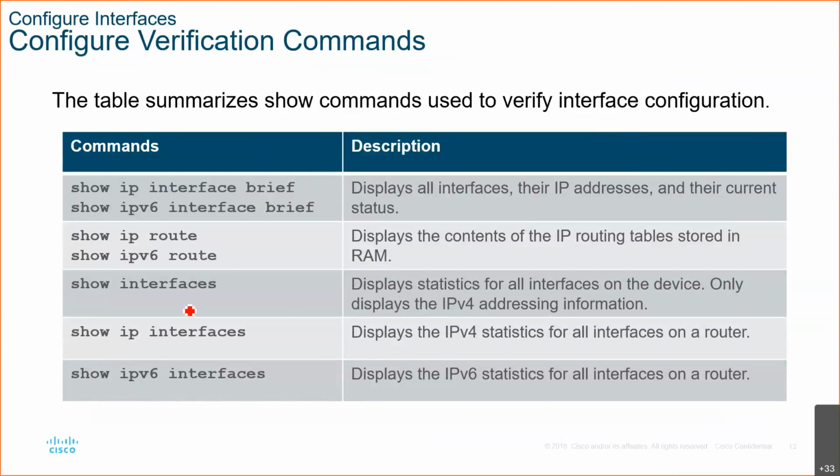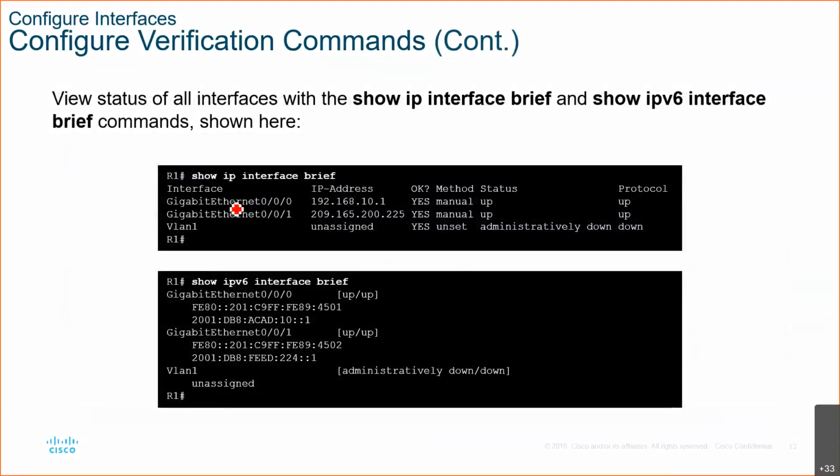Show interfaces displays statistics for all the interfaces on the device, but only IPv4 addresses. That is that information. Show ip interfaces displays the IPv4 statistics for all the interfaces on the router. Now change it to IPv6. Now it shows you IPv6 statistics. Okay. They have run this command. There you go. Show ip interface brief. Show ipv6 interface brief. I just ran it.